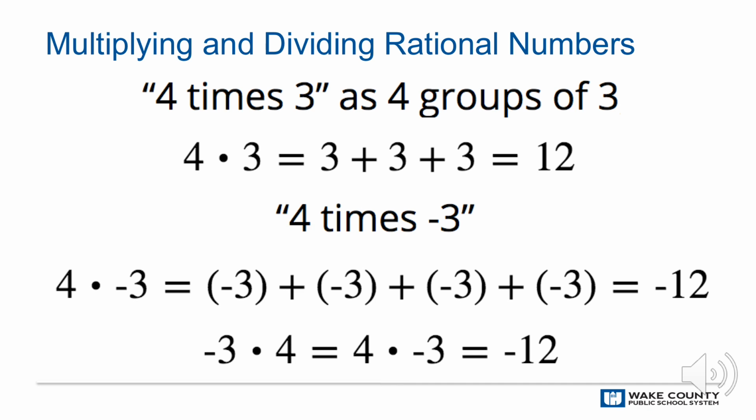We can think of 4 times -3 the same way. 4 times -3 equals -3 plus -3 plus -3 plus -3, which equals -12. Also, an important property of multiplication is that we can multiply numbers in either order. This means that -3 times 4 equals 4 times -3, which equals -12.